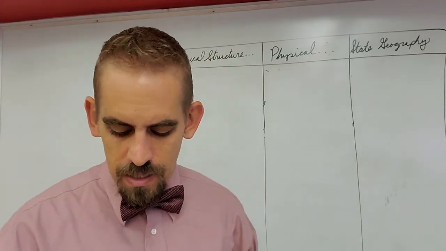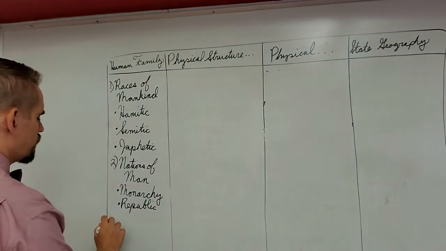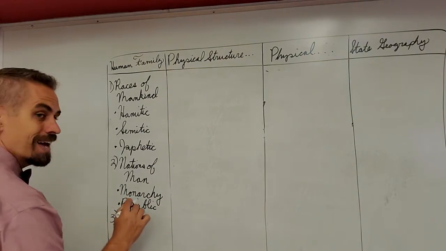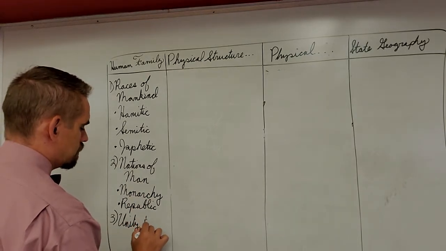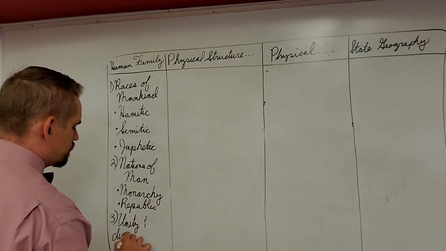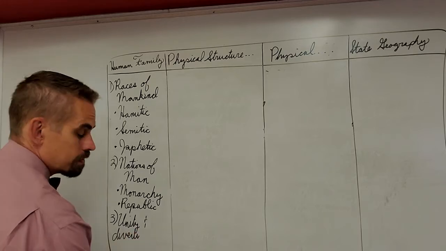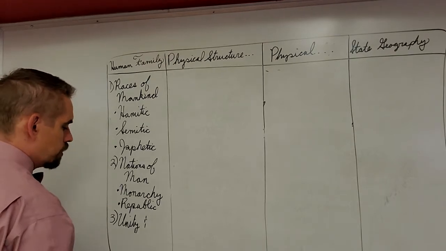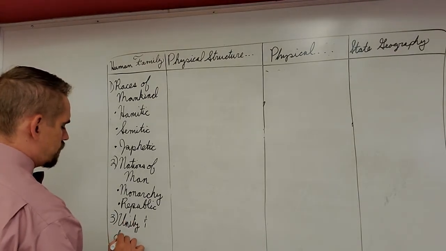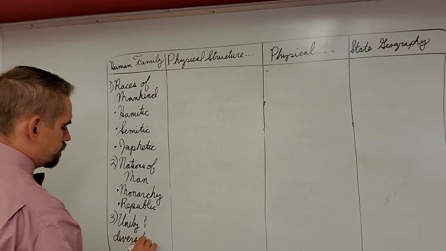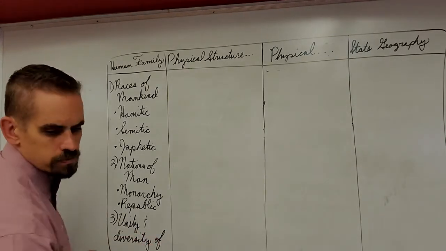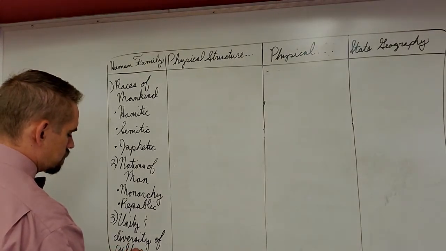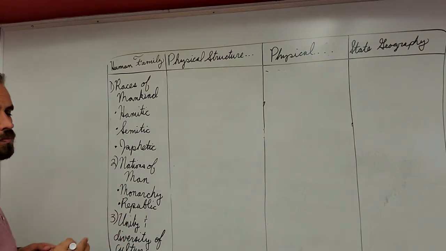All right, and then lastly, we're going to look at unity and diversity. Misspelled that one. We'll erase this too. Unity and diversity of, what was it? Culture, that's what I thought. All right, so that makes up the human family.